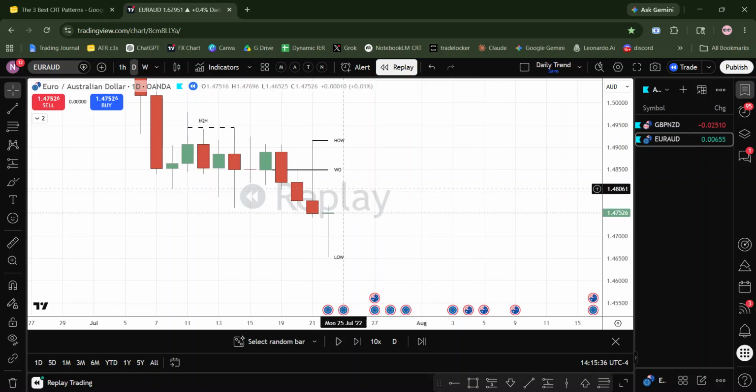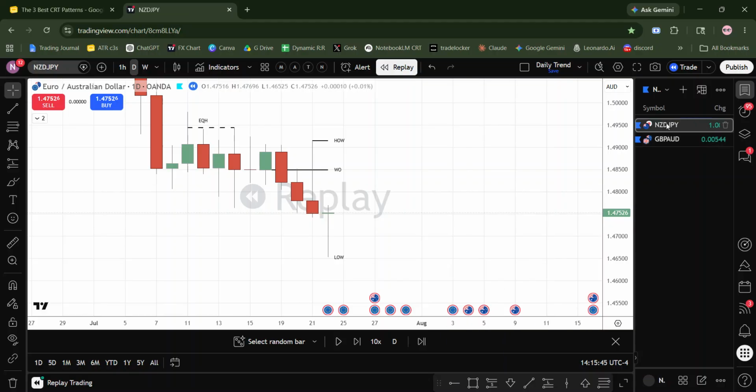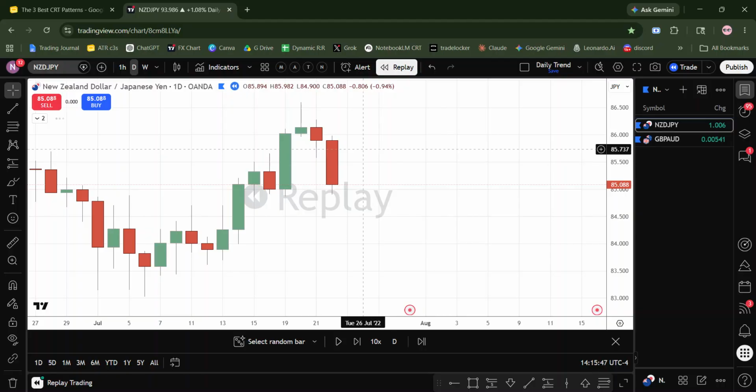So yeah, just not much there. This one would have been terrible. So far, the yens would have been your best trade. And then we had our NR7 candles. So again, no bias on this. We just trade what we see.